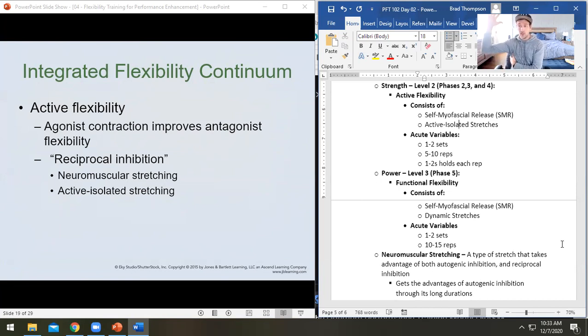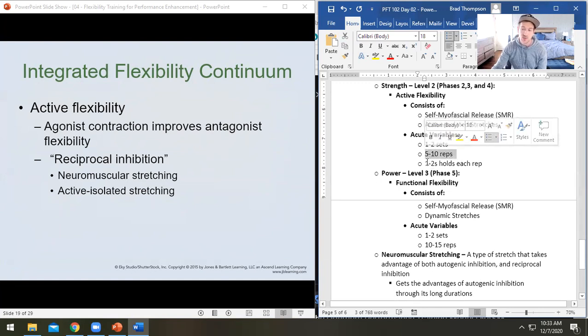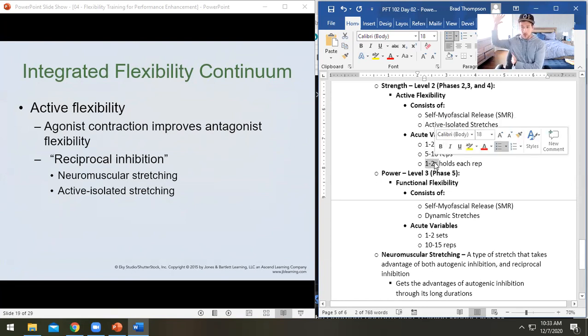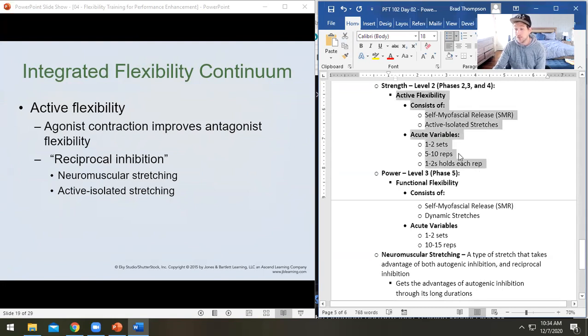I'm going to stretch for a certain number of repetitions. So I'm going to do 1 to 2 sets, just like I did in corrective flexibility, but I'm going to do 5 to 10 repetitions, and each rep, I'm going to hold it for about 1 to 2 seconds. So I go 1, 2, 1, 2, 1, 2. And every time I'm contracting my upper back, that's telling my chest to relax. That's active flexibility, and that's what we use for our clients who are in phases 2, 3, or 4. They're in level 2, they get active flexibility as a category.